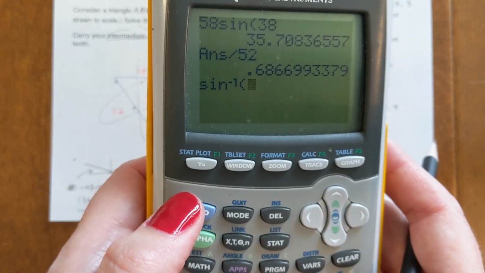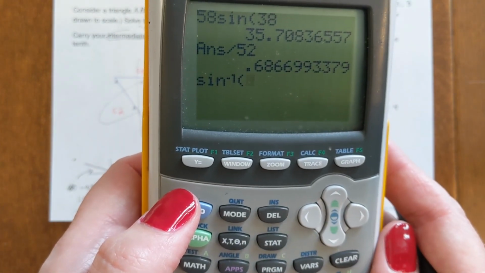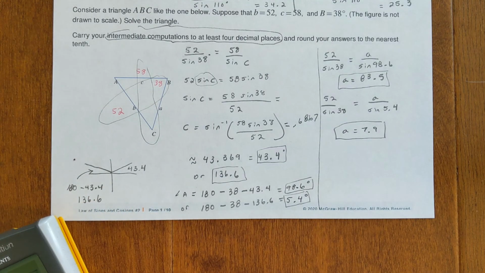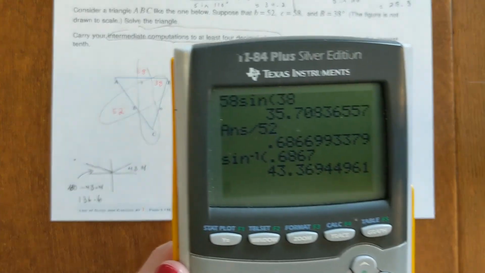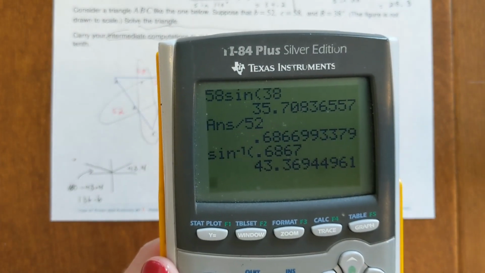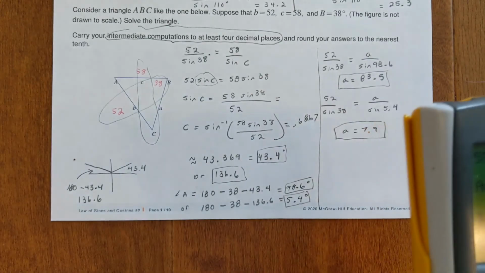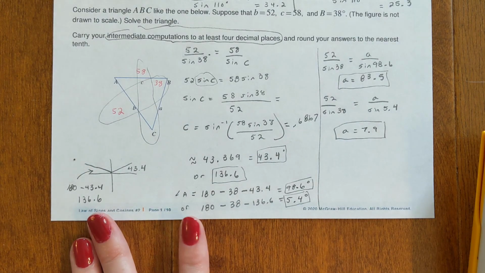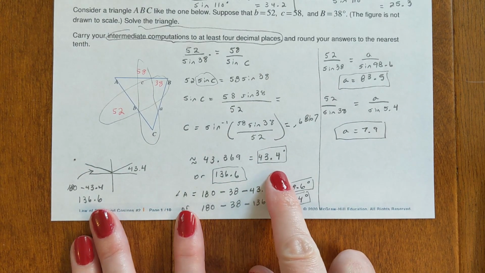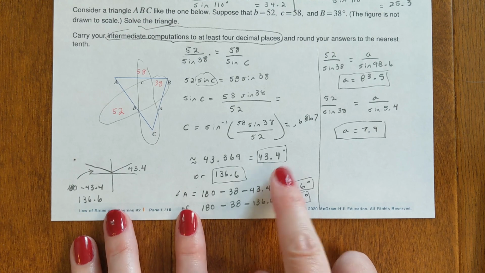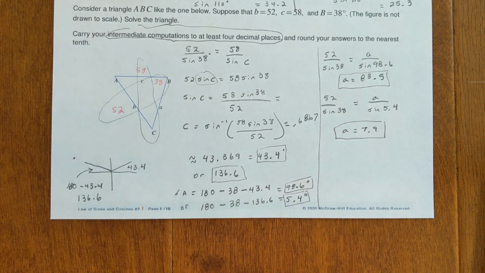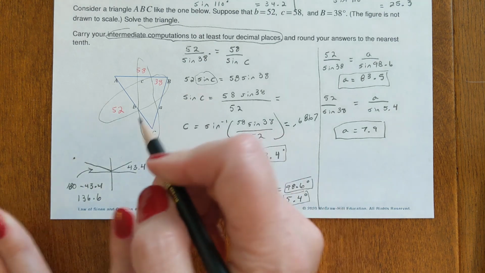So it makes inverse sine or sine to the -1. And then you're going to put in that number, 0.6867. And it gives you the answer then of 43.369. So that's to the nearest tenth, 43.4 degrees. Now this is where it gets kind of interesting if you haven't done trig yet. Your calculator gives you back the answer from the first quadrant between 0 and 90 degrees.